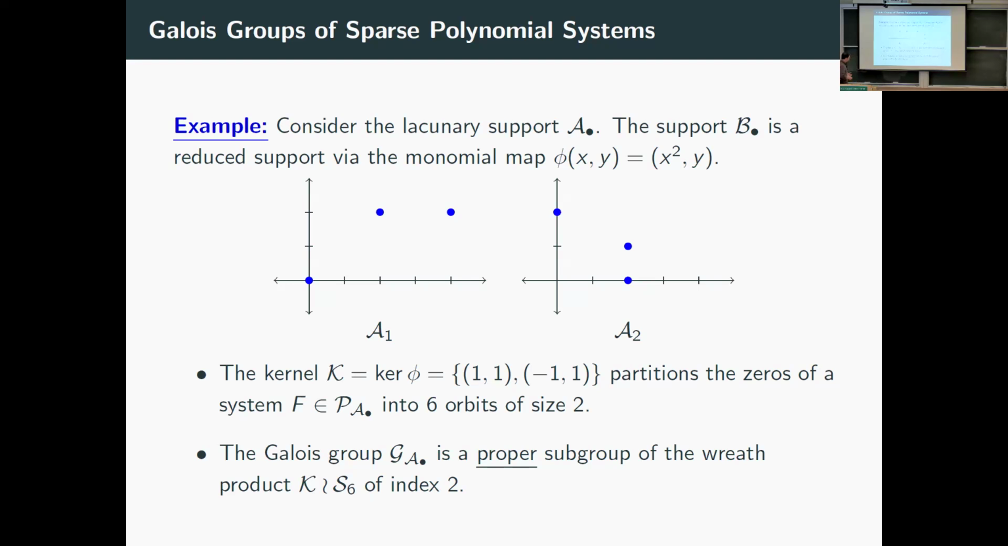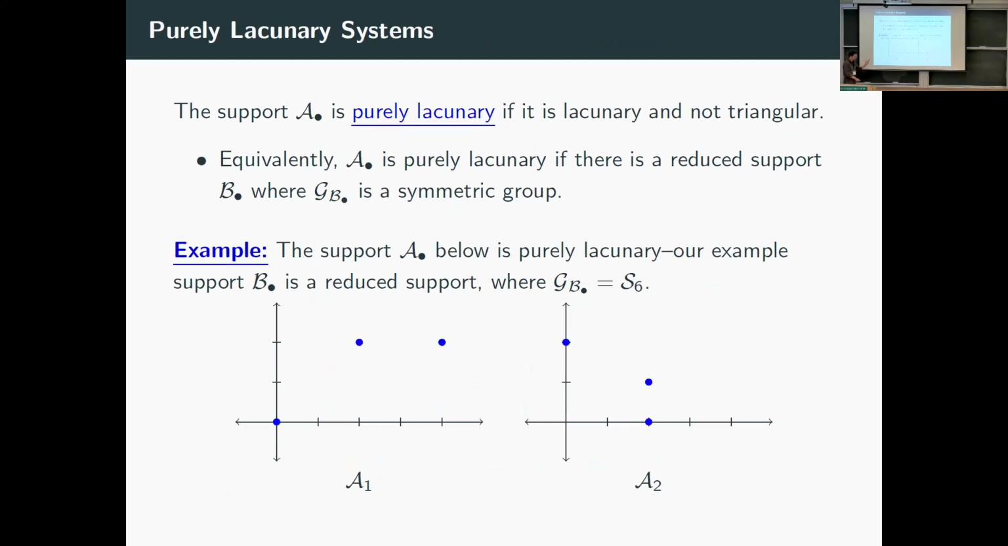So the right set of supports to look at aren't just lacunary supports, but these purely lacunary supports. And this is our way of just isolating this lacunary structure. So a purely lacunary support is one that's lacunary and not triangular. We're just removing any of this additional structure that can impede things. And so alternatively, a set of supports is purely lacunary if there's a reduced support B dot where the Galois group of B dot is a symmetric group, minus trivial cases. And so the support that we were looking at on the previous page is actually purely lacunary, because we know our reduced support B dot had the symmetric group as its Galois group.